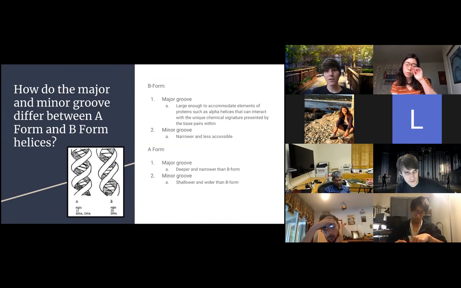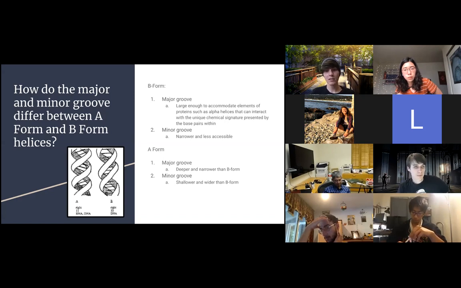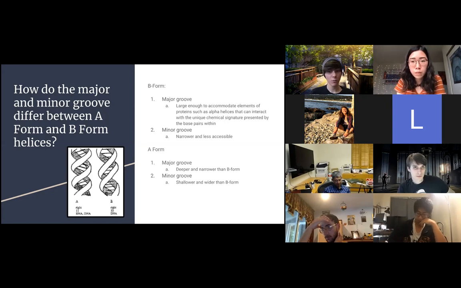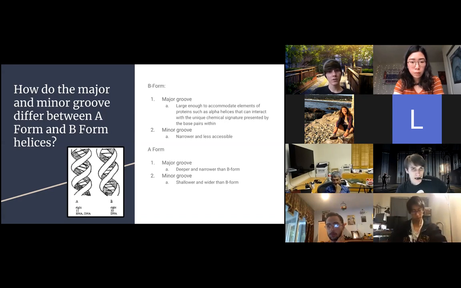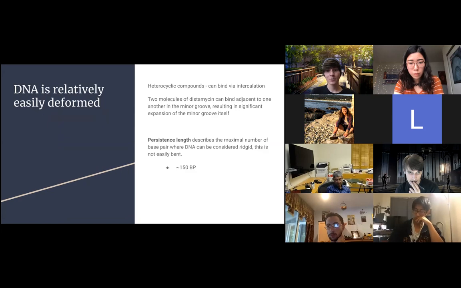And then the A form helices have a major groove that's deeper and narrower than B form, and a shallower and wider minor groove. Because the major groove is deeper and more narrow than the B form major groove, it's generally less accessible to proteins that are trying to interact with the sides of the base pairs. Do you guys have any questions with those past two slides? Okay, I shall continue. Once again, if I'm going too fast, please tell me to slow down. I don't mind.